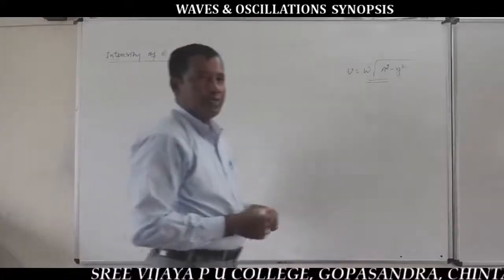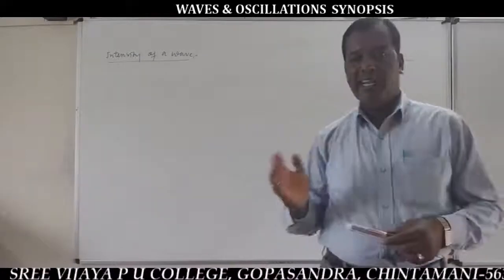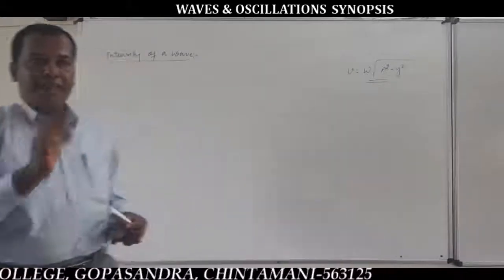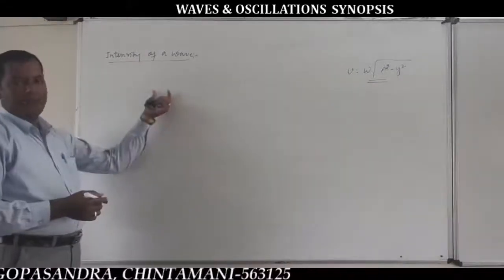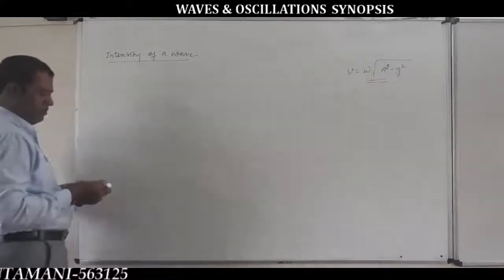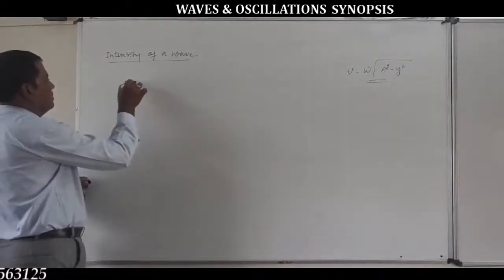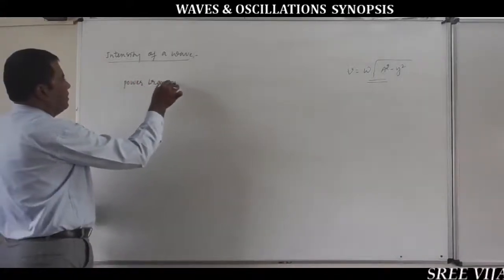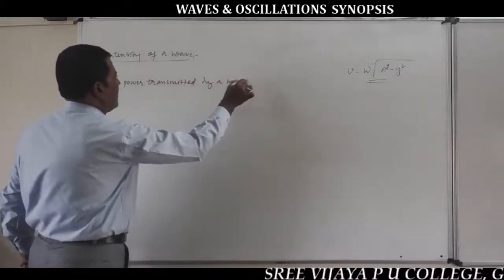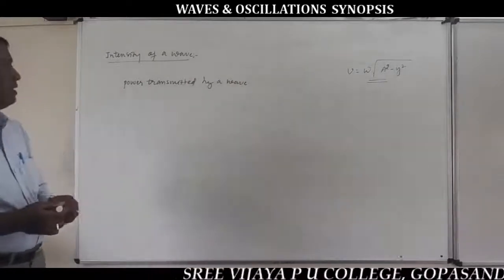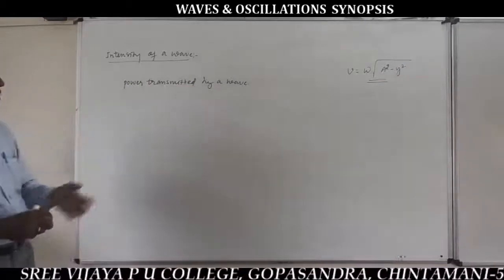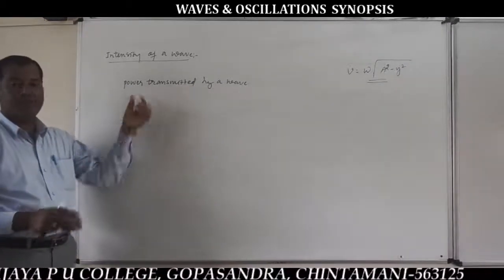As the wave propagates through a material medium, it transfers energy from one point to another point. The average rate at which energy is transmitted in the direction of propagation of wave is called power transmitted by a wave.